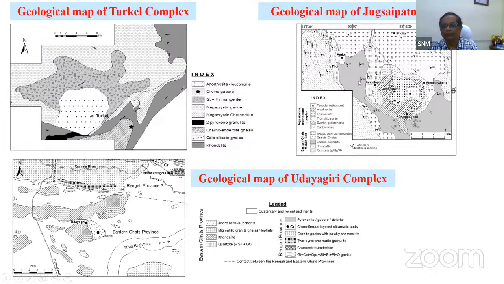And as you can see in the Jugsai Patna area, same thing: anorthosite occupies the core of the massif, rimmed by rocks like leuconorite, leucogabbro. Still further to that, it is troctolitic rocks. And here we also found some very interesting rocks like eucritic gabbronorite with very highly calcic plagioclases. And another very small body of anorthosite was also reported during our work. That is near Udayagiri, just north of Dhenkanal.